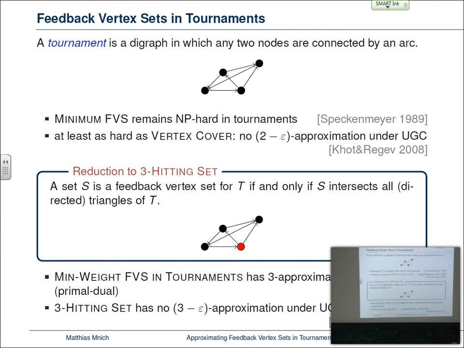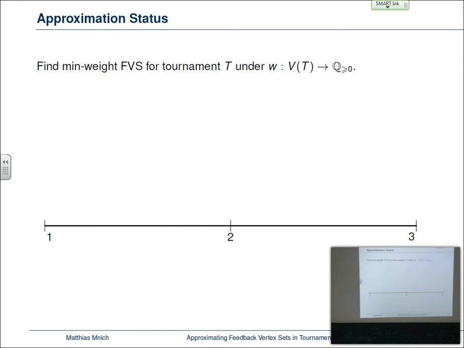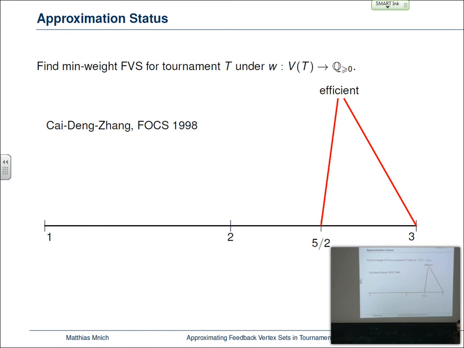When you have node weights, then you can also get a factor 3 approximation, and 3-hitting set does not have a 3 minus epsilon approximation, again assuming the unique games conjecture. So everything seems closed, except that for tournaments, one can do something better. So here's the approximation status, or complexity landscape. If this is the approximation factor, then we know that 1 cannot be achieved if P is not equal to NP. And so we are interested in this range between 2 and 3. So 3 is easy. And then in FOCS '98, Cai, Deng, and Zang showed a 5/2 approximation. So this problem is likely to be easier than 3-hitting set in general. And what we show now is that this factor can be improved to 7/3.